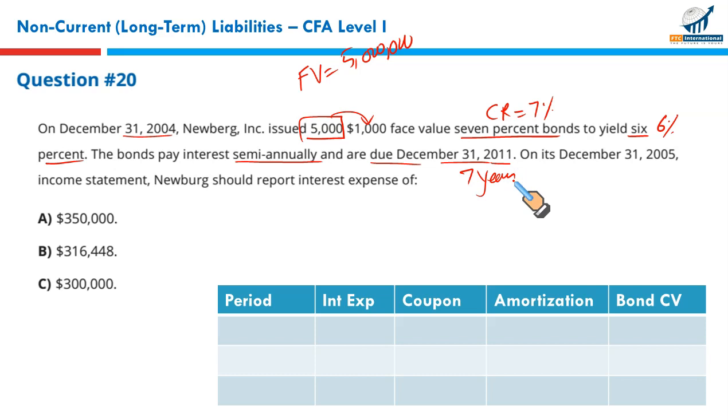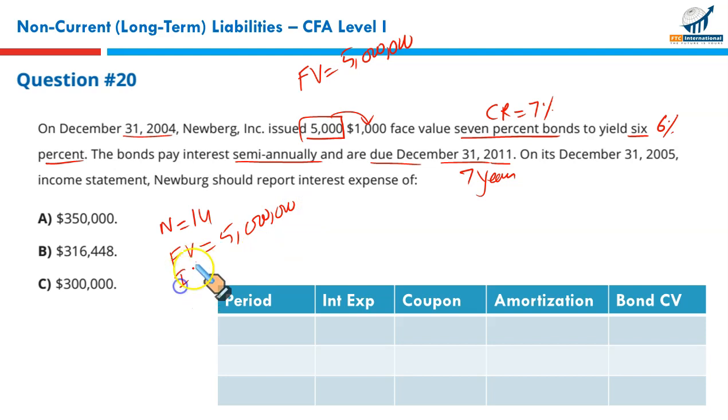Right. Now, what are the important pieces of information? First of all, it's a semi-annual payment, so the number of periods would be 7 times 2, 14. Right. What's the future value given? FV, or the face value, the par value. There are many names, whatever name you want. $5 million.